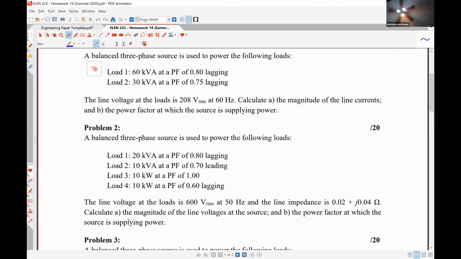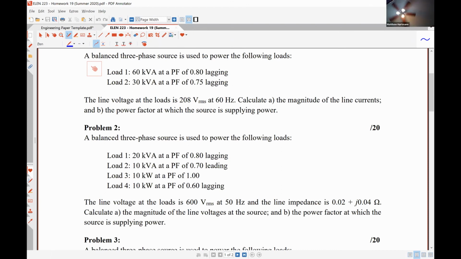We have the line voltage at the loads is 600 volts RMS at a frequency of 50 hertz. So apparently this system is operating somewhere in Europe. And we're given a line impedance of 0.02 plus J 0.04 ohms. We want the magnitude of the line voltages at the source and the power factor at which the source is supplying power. So it's going to be a very, very similar process.